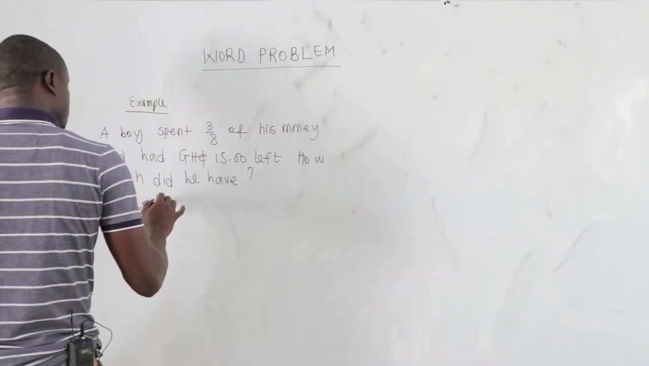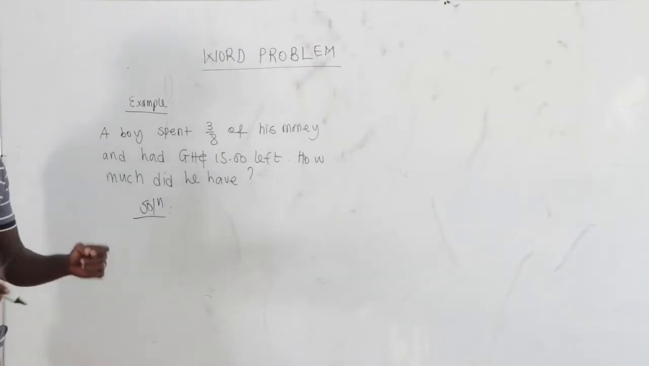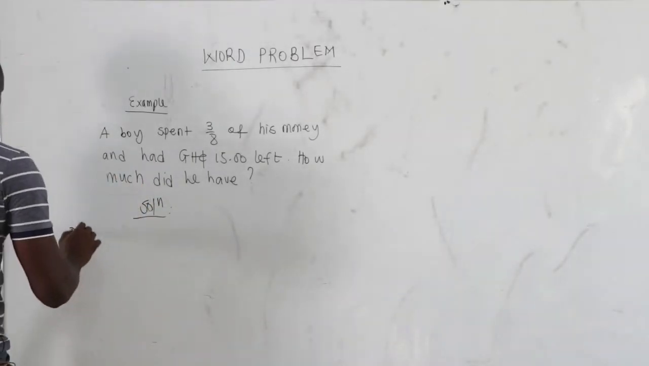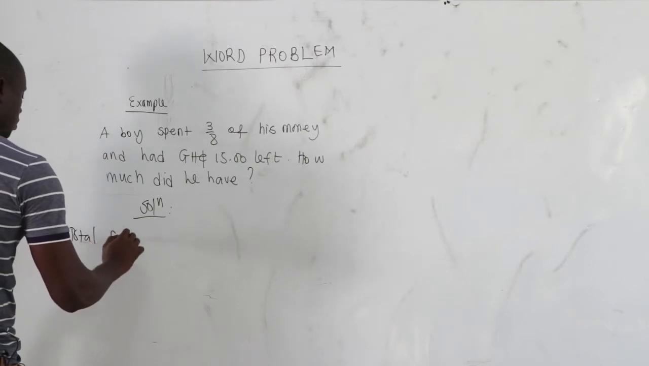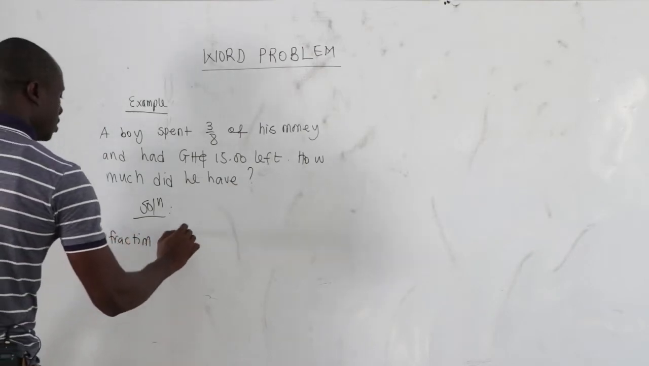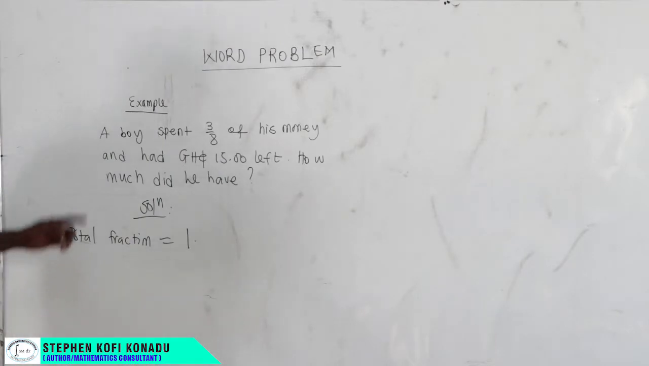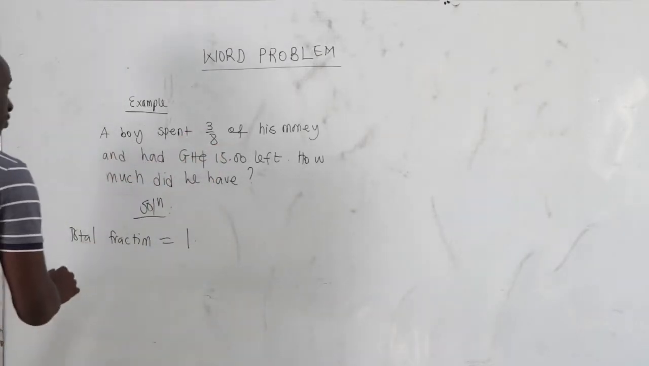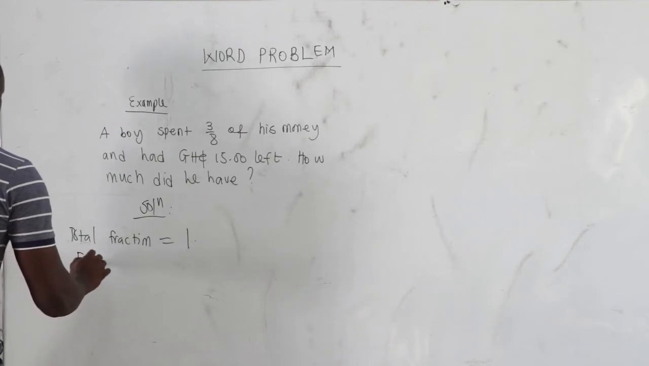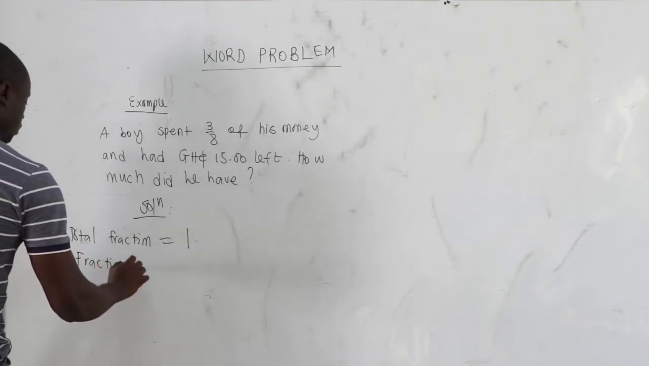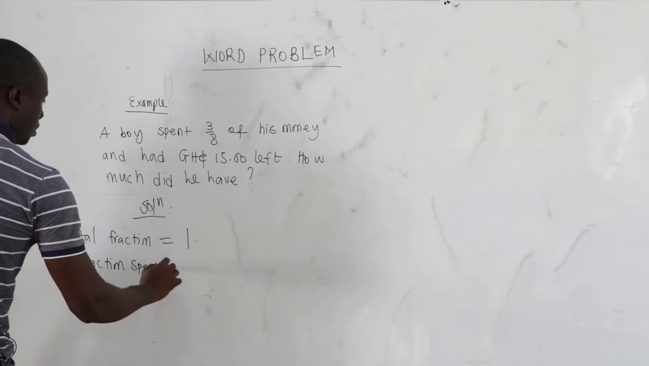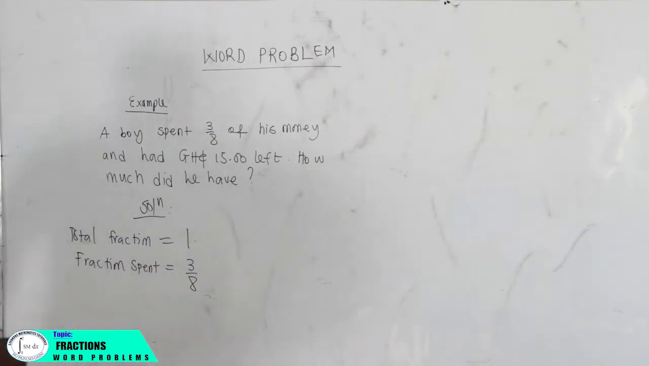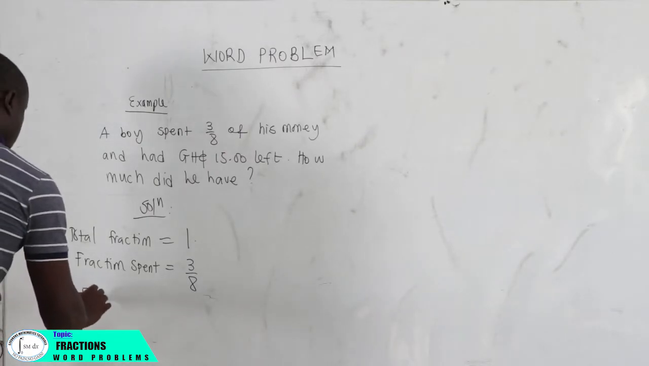Now, one thing that we are supposed to note is that the total fraction of the money is equal to 1. So, total fraction is equal to 1. Now, we are being told that a boy spent 3/8 of his money. So, fraction spent, we are being told, is 3/8 of his money. Now, what do you think will be the fraction left?